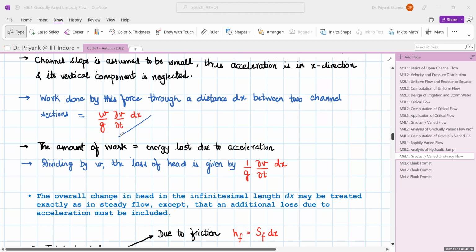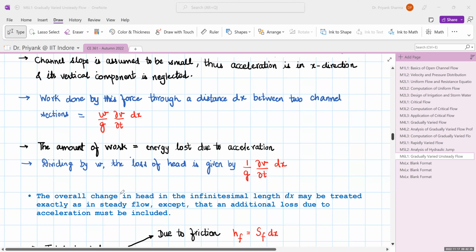We divide this equation by W, and the head loss due to acceleration is given by (1/g) ∂V/∂t into dx. So that is the head loss due to acceleration.